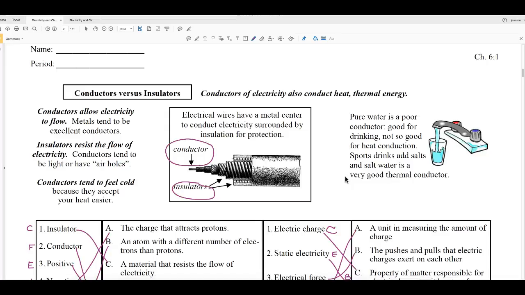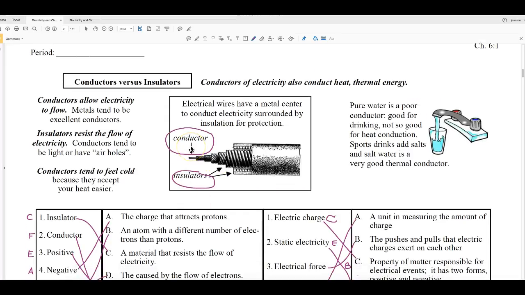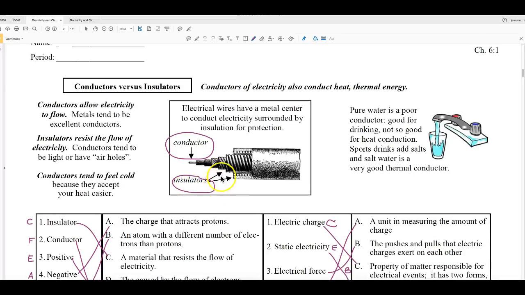Conductors of electricity also conduct heat and thermal energy. Electrical wires have a metal center to conduct electricity surrounded by insulation for protection. The middle part is your conductor, and the insulator is the part that's wrapped around it, much like the wires we used when we were wiring our houses in class, where you cut and stripped the yellow wire and then added it to the different ends of the battery and formed your switches and so forth.